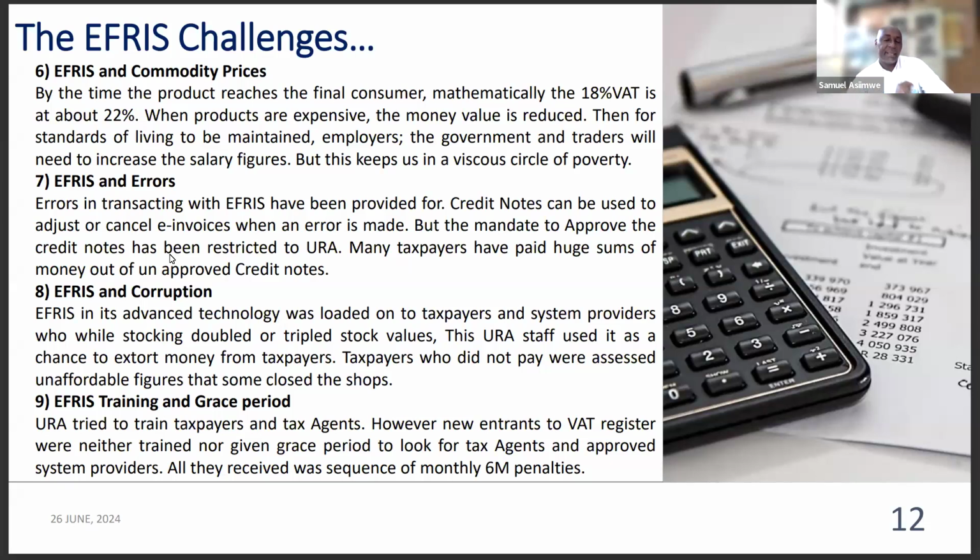But where the challenge comes in is that the mandate to cancel or adjust the invoice, the approving authority, is URA. The approval of credit notes has been restricted to URA, and many taxpayers have found it hard, and they have paid huge sums of money because of unapproved credit notes.